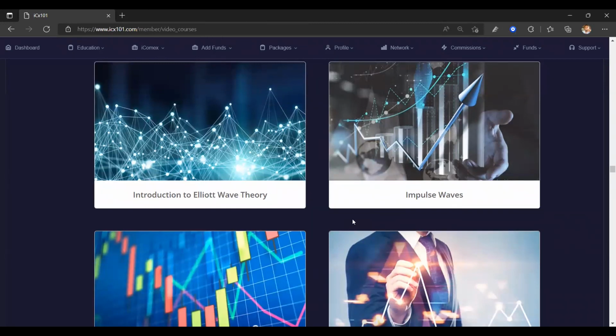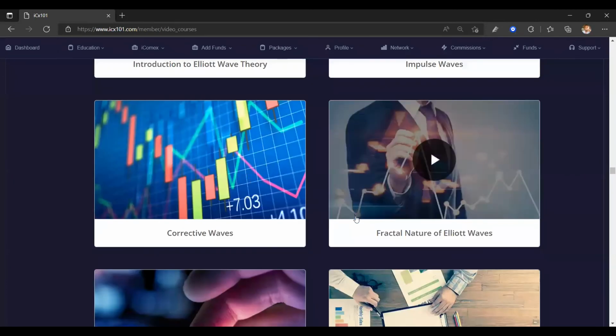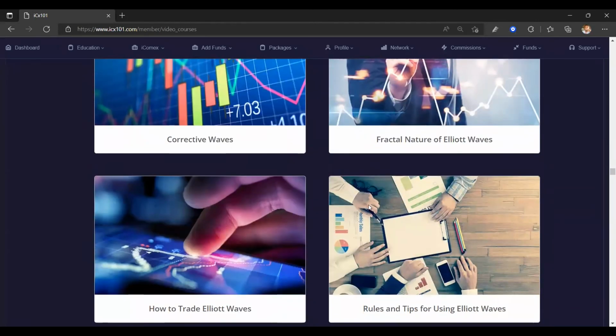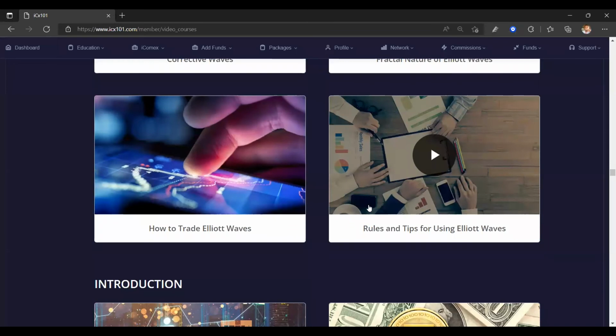Advanced layer of ABC pattern in relation with Fibonacci. This is connecting us to Elliott wave theory, the impulse waves, the corrective waves, the fractal nature of Elliott waves, how to trade Elliott waves, rules and tips of using Elliott waves.